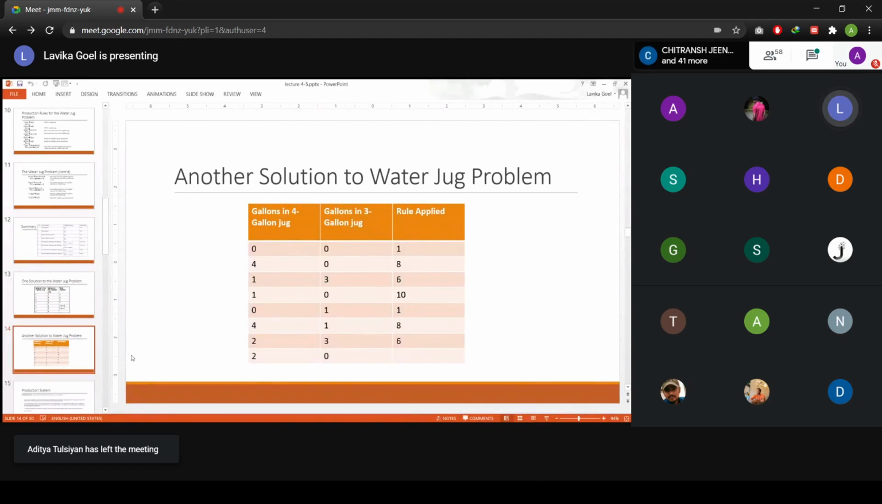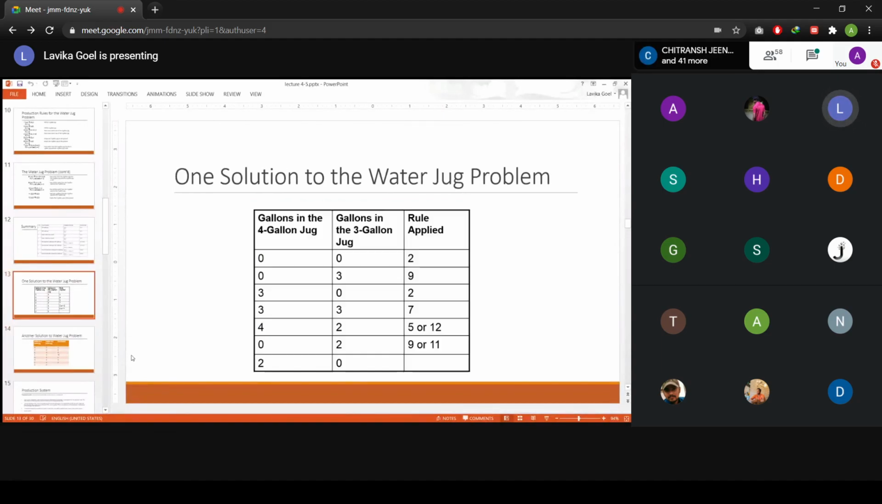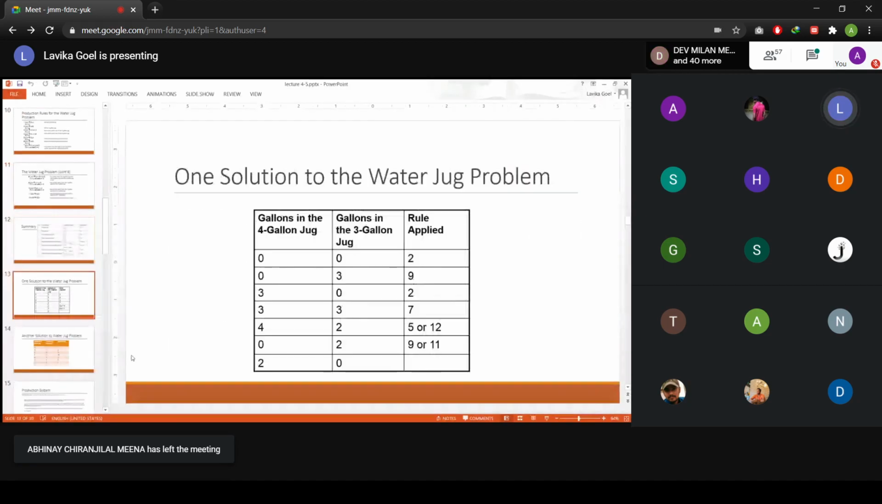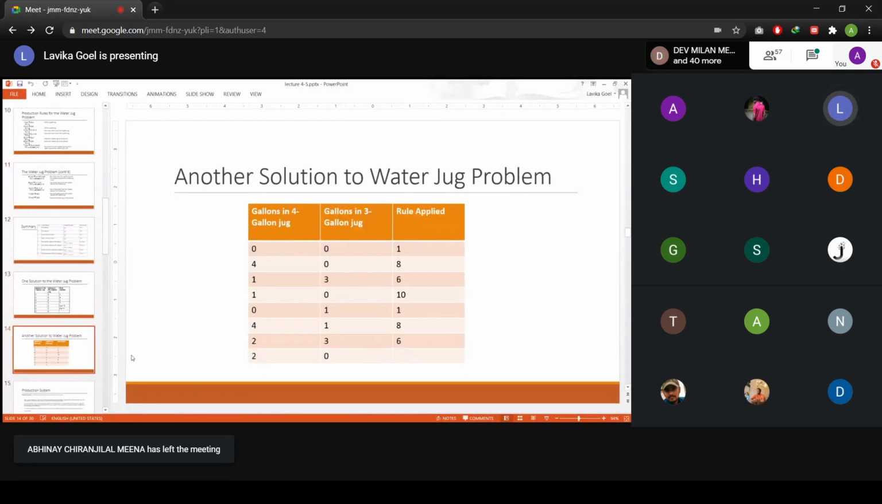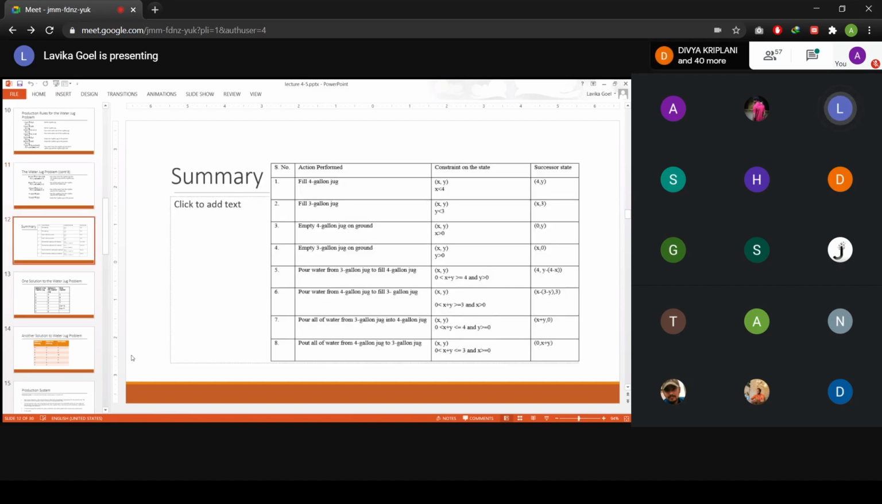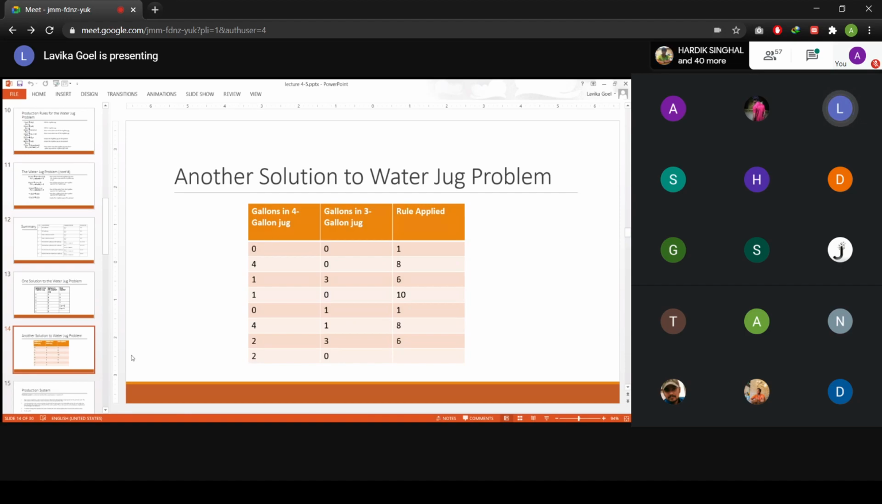Now you empty all the water from the 3-gallon jug. So that is rule number 6. Rule number 6 is emptying the 3-gallon jug on the ground. Fine. So rule number 6 you apply and you get the state 1,0. Now you pour all the water from 4 to 3. So that is rule number 10. So rule number 10 you will apply here. So you have written rule number 10 and after applying rule number 10, you will get the state 0,1.